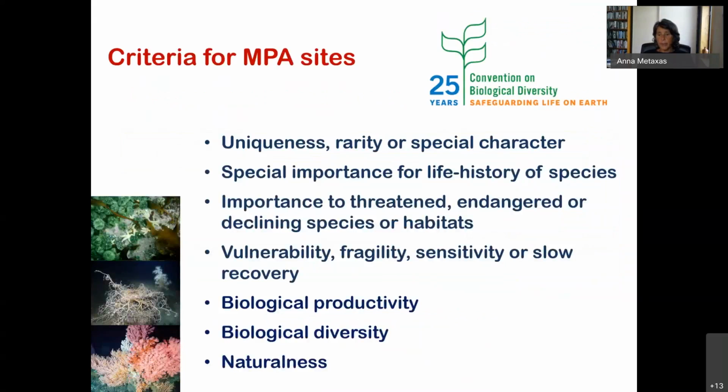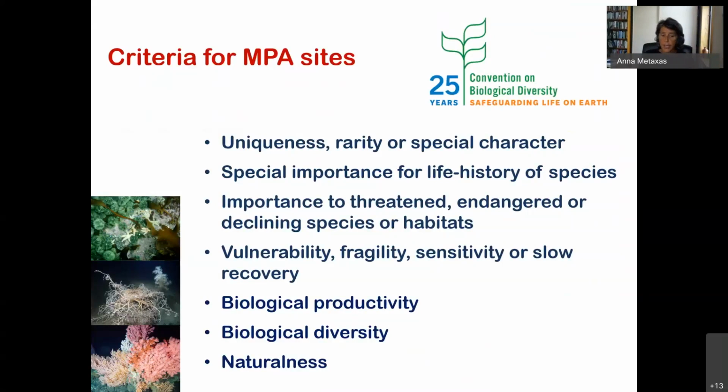So how do we select marine protected areas, right? There's certainly, again, the convention provided some clear criteria to actually allow for the selection of marine protected areas. So this could be areas that are unique, rare, they house rare ecosystems, there's something special about them. They may be really important for life history of species. That may be spawning grounds for a fish, or there may be feeding grounds for marine mammals.